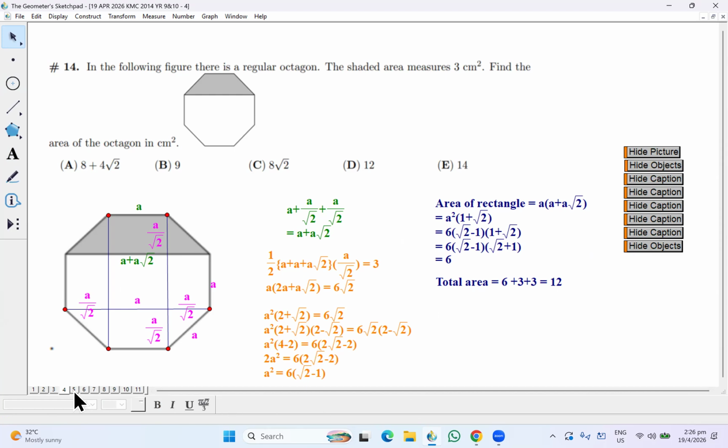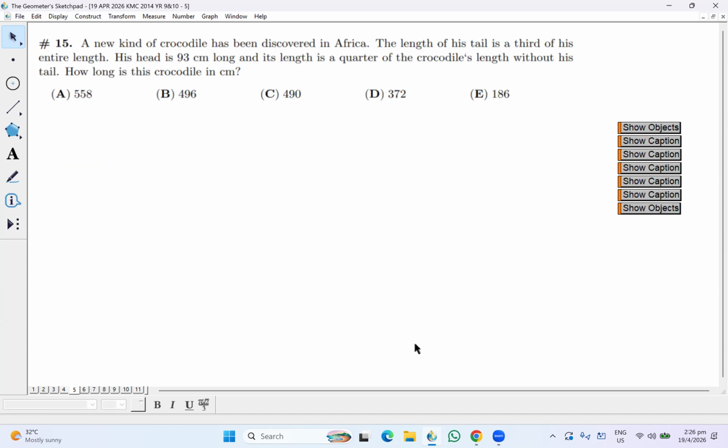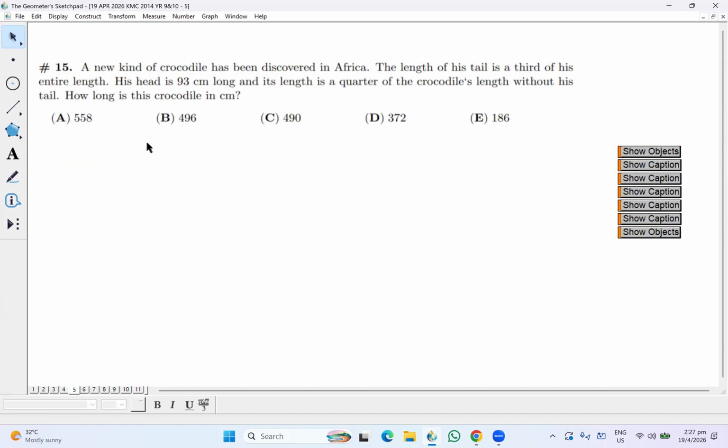Number 5. A new kind of crocodile has been discovered in Africa. The length of his tail is a third of his entire length. His head is 93 cm long and his length is a quarter of the crocodile's length without his tail. So read carefully. How long is this crocodile?